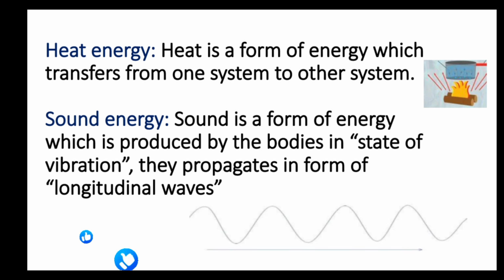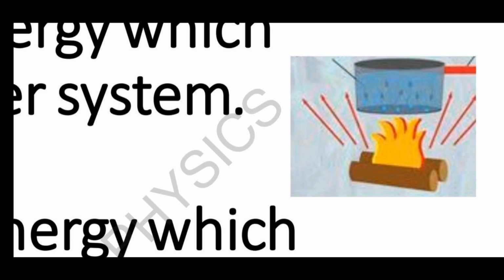So next, what is heat energy? Heat is a form of energy which transfers from one system to other system. Means heat flows from one system to other system. This image is example. So in this example, the vessel containing water is kept on heat. So heat is flowing from the fire to the vessel which contains water, and then water is forming water vapor. So here heat is transferred from one system to other system.